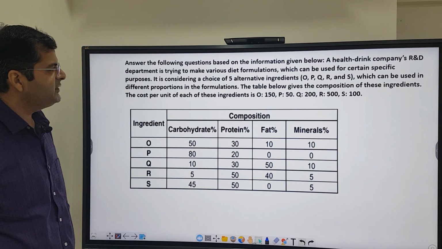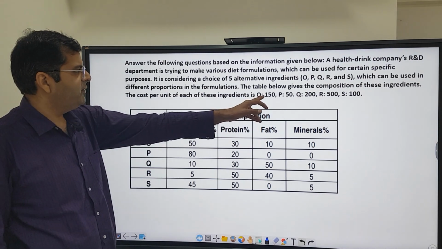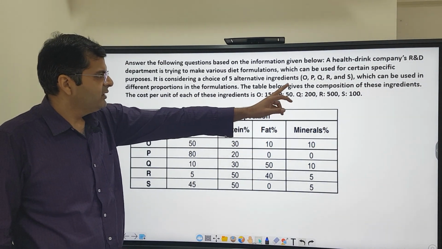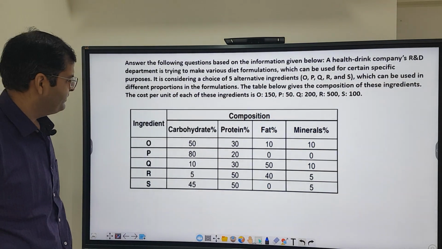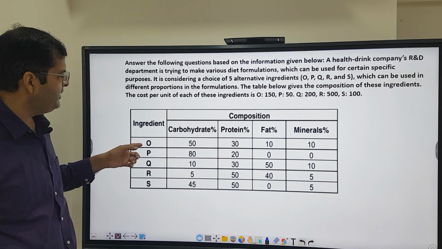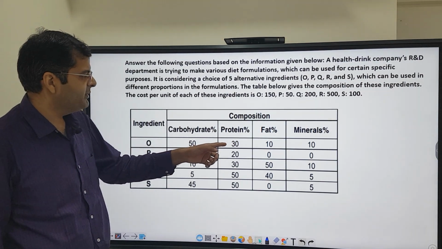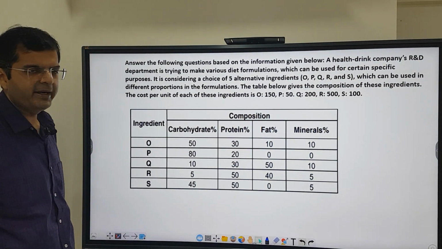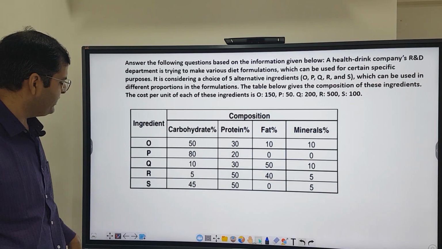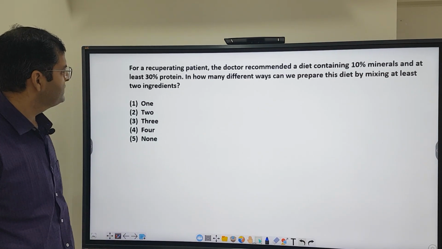The cost per unit of these ingredients is O costs 150, P 50, Q 200, R 500 and S is 100. This is cost per unit. So this is the composition. Ingredient O has 50% carbohydrates, 30% protein, 10% fat, 10% minerals. Similarly, the table is made with compositions for each of the ingredients. Now we look at the questions.